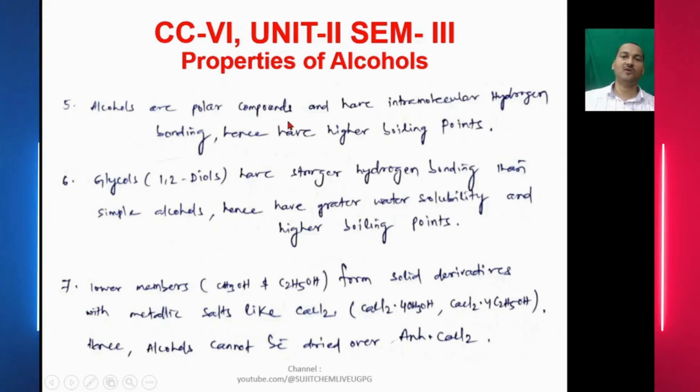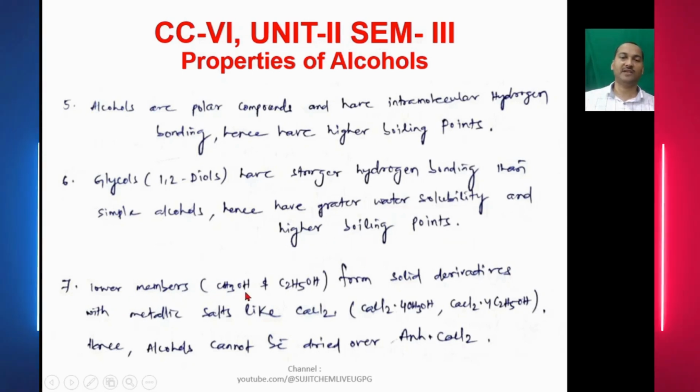Alcohols are polar compounds and have intermolecular hydrogen bonding, hence have higher boiling points. Glycols like 1,2-diols have stronger hydrogen bonding than simple alcohols, hence have greater water solubility and higher boiling points.